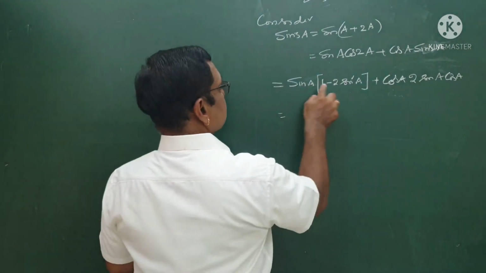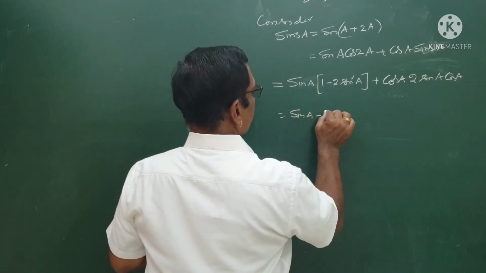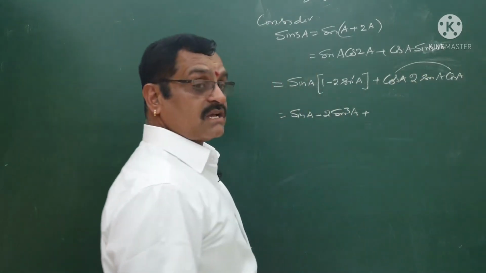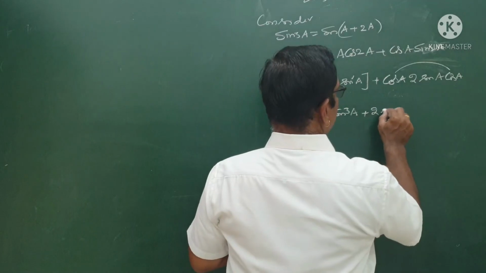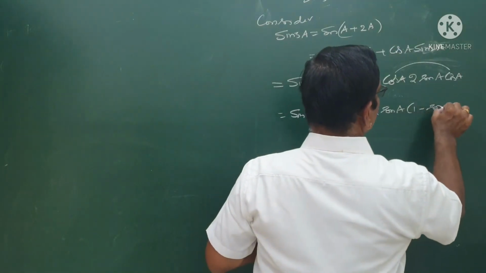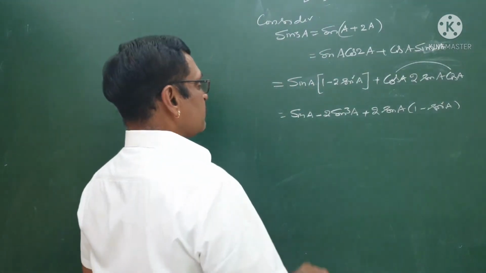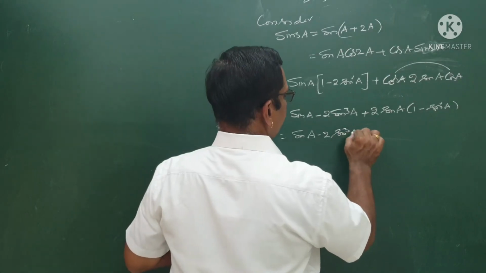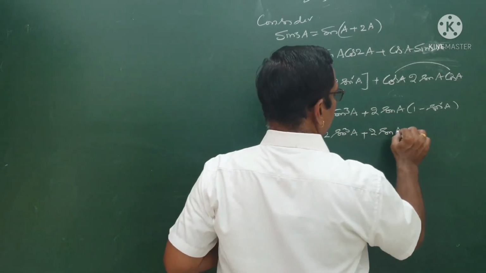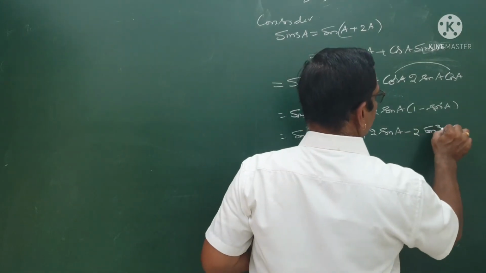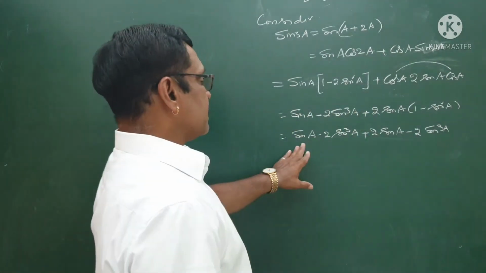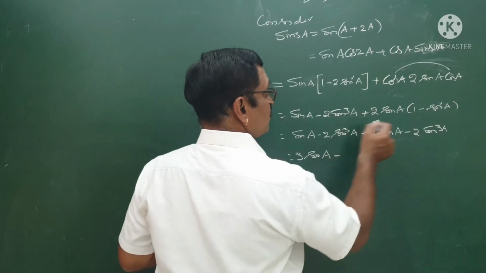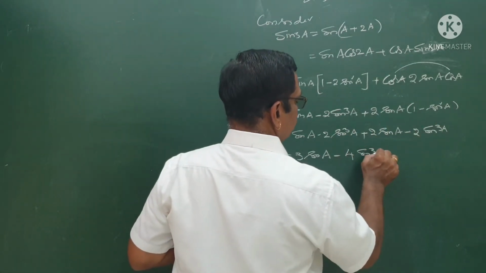Again open the bracket, sin A minus 2 sin cubed A plus this cos A and cos A, cos square A. So in the place of cos square A, I can write 1 minus sin square A. Now open the bracket, you have sin A minus 2 sin cubed A plus 2 sin A minus 2 sin cubed A. So we have sin A, 2 sin A, it's nothing but 3 sin A, 2 sin cubed A, 2 sin cubed A, so 4 sin cubed A, that's all.